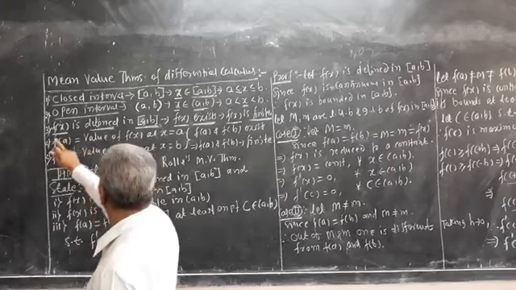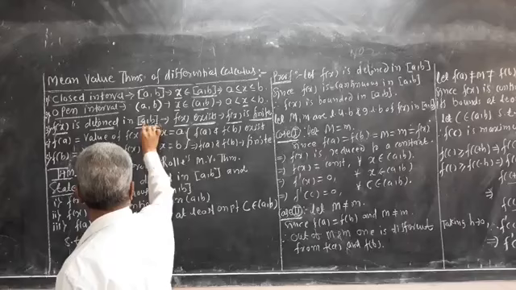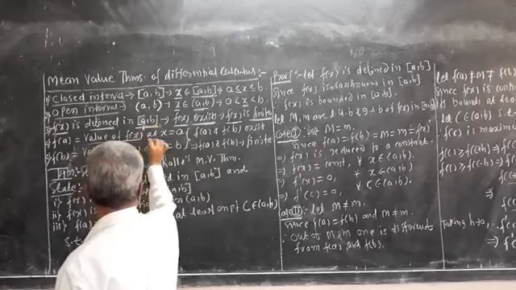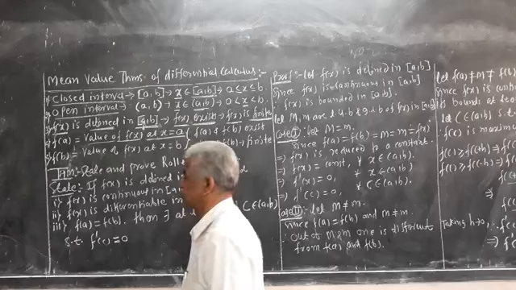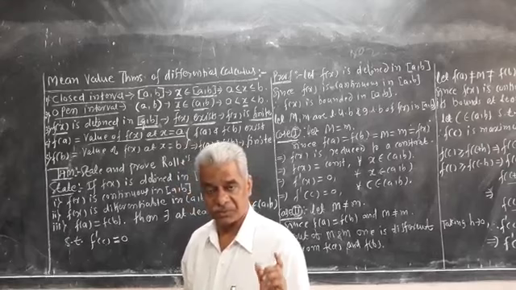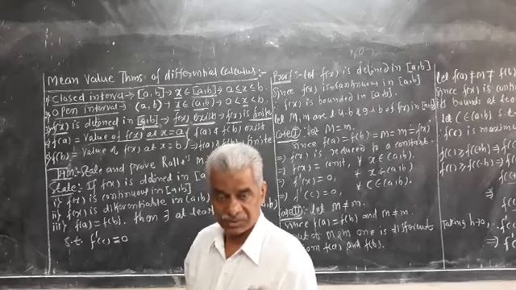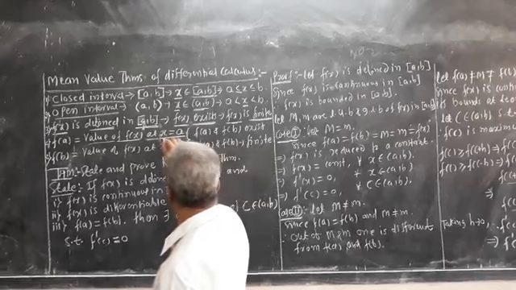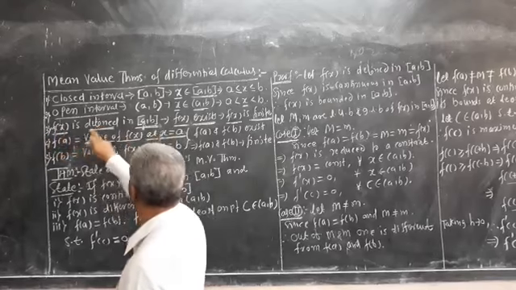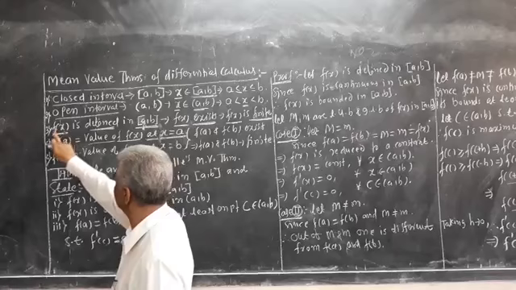Then here we shall consider the value of a function f at a point A. What is the value of a function f of x at a point A? It is obtained by substituting x is equal to A in f of x. When we substitute x is equal to A in a function, it becomes f of A.